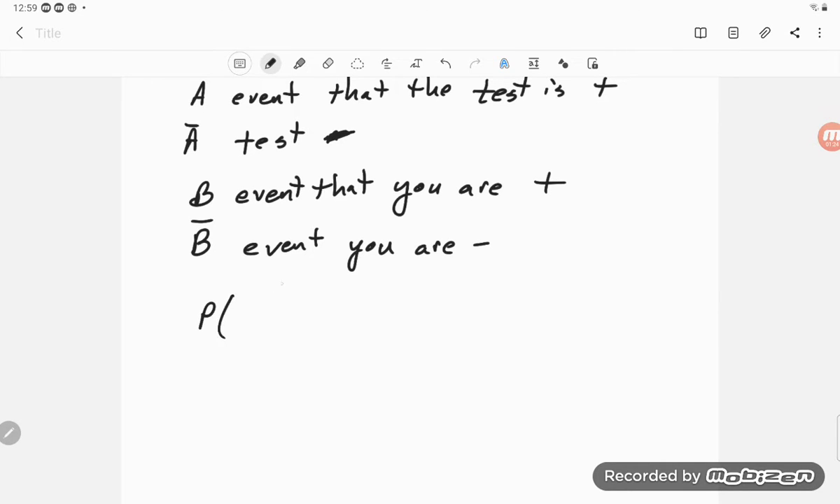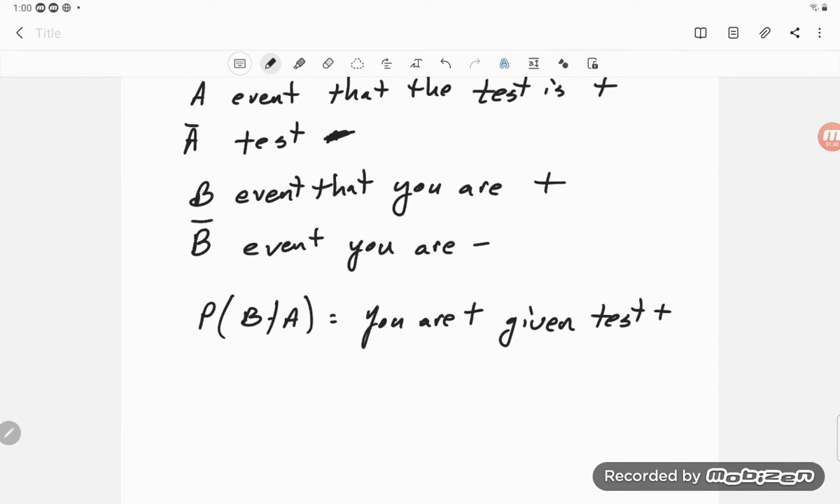Okay, so we have those two things, and typically, what happens is you go in for a test and say it's positive. You want to know this probability. What's the probability of you are positive given the test is positive, right? So that's what you want to know.